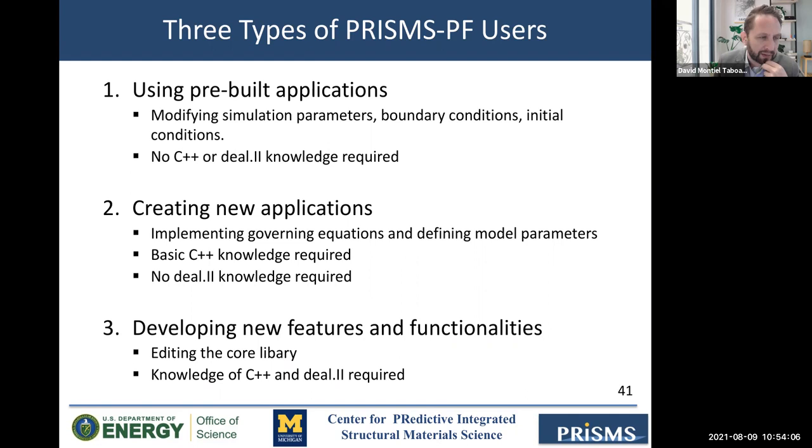So we have three types of PRISMS-PF users. You may be able to just use the pre-built applications, for instance, for demonstration purposes. Or if you want to simulate something that is almost exactly the same as what is already there, you can just modify some parameters, boundary conditions, initial conditions, and then you're all set. And for that, you don't really need to know C++ or deal.II. Sorry, I hadn't talked about deal.II. deal.II is the underlying finite element library on which PRISMS-PF is based.